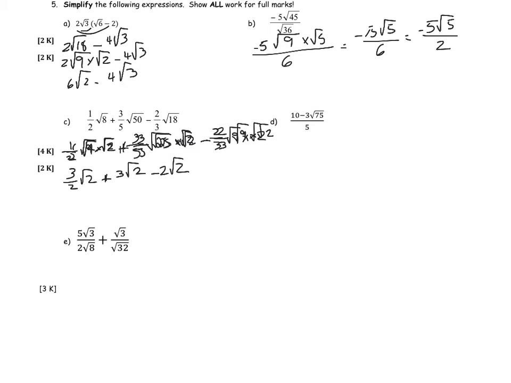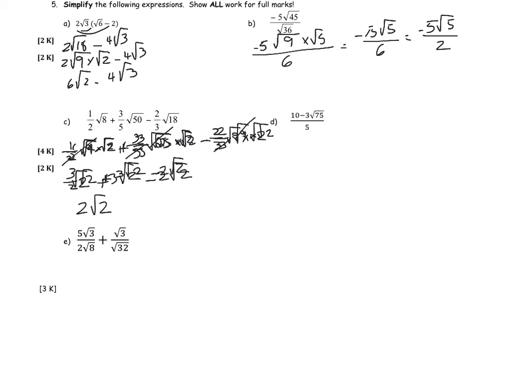Square root of 4 is 2, so 2 over 2 is 1, so they cancel, and I get square root of 2 here. Square root of 25 is 5, divided by 5 is 1, so I get plus 3 square root of 2. Square root of 9 is 3, divided by 3 gives me 1, so I get negative 2 square root of 2. Now these are all like terms, so square root of 2 plus 3 square root of 2 gives me 4 square root of 2, minus 2 square root of 2 gives me 2 square root of 2.